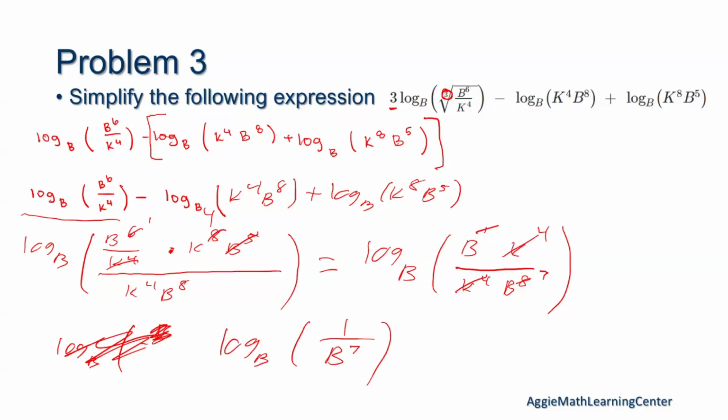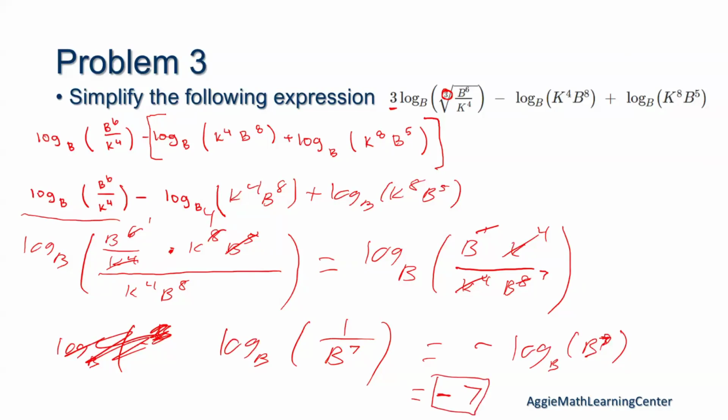From here, we know that this is in the denominator. So another way you could write this is negative log base b of b to the 7th. This is base b. And so log base b of b to some number is just going to be that number. So you're left with a negative 7 as your answer.